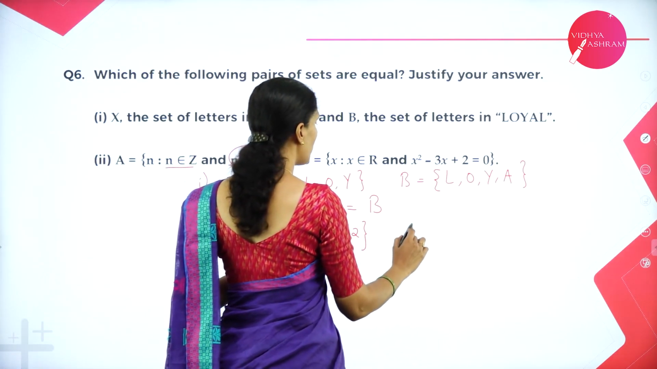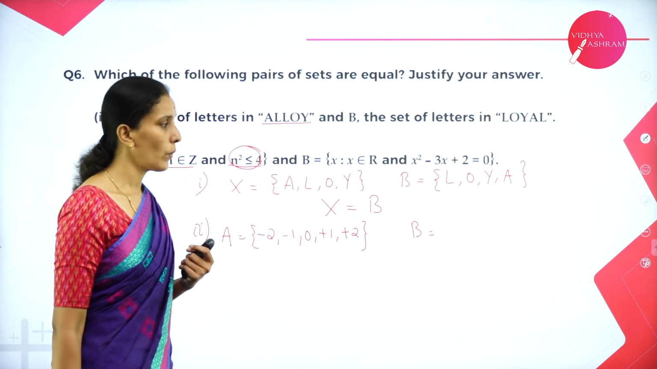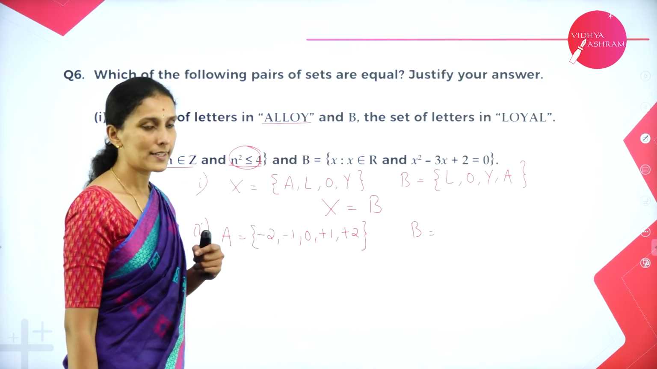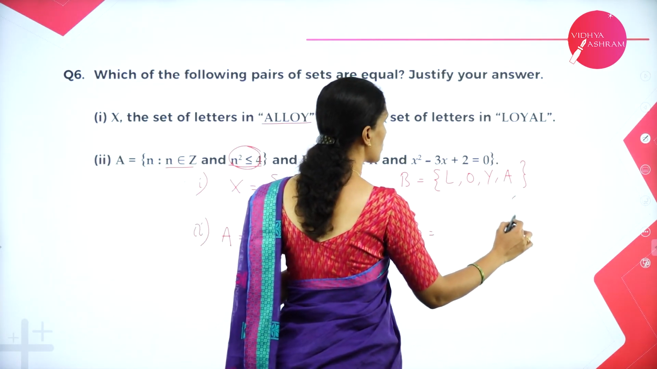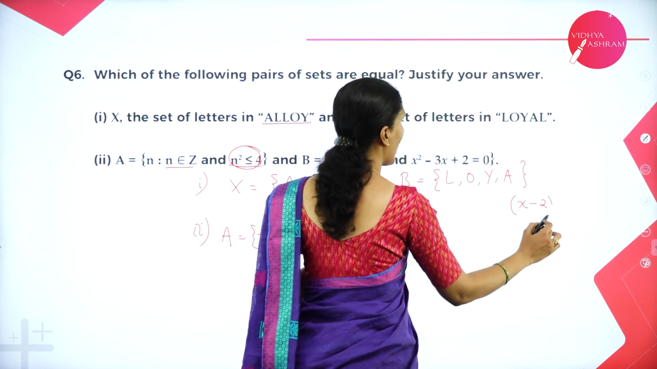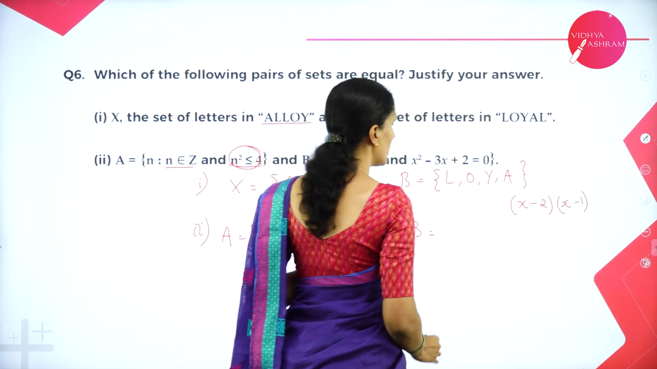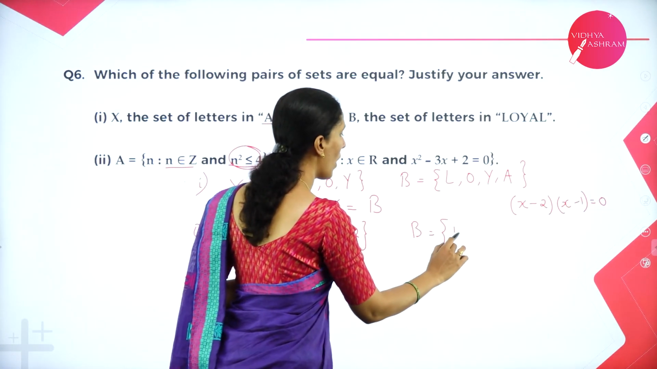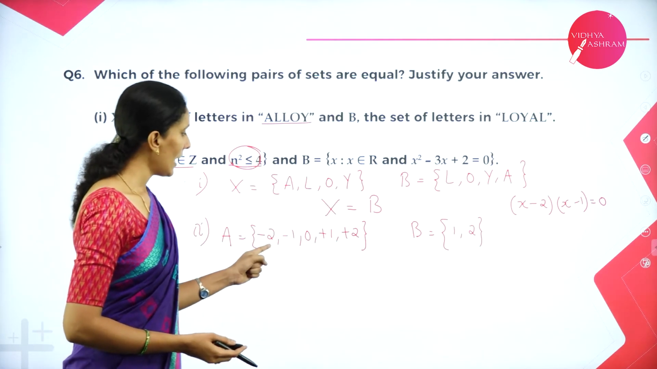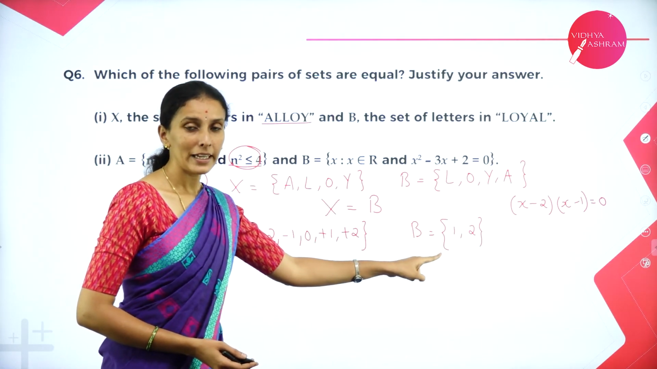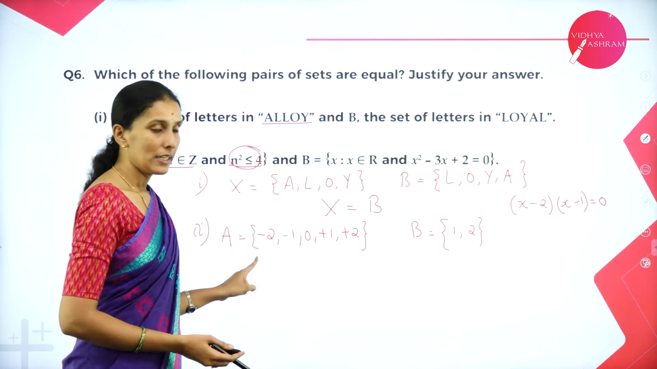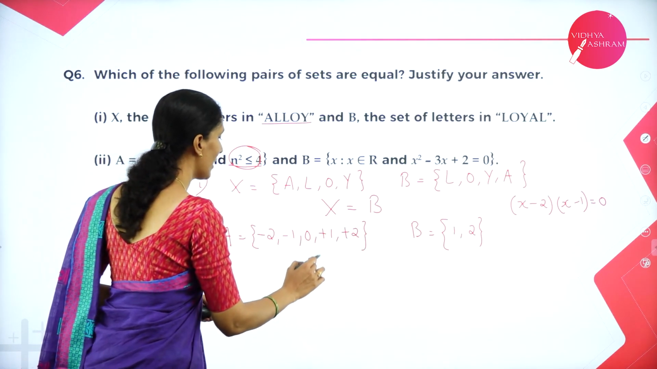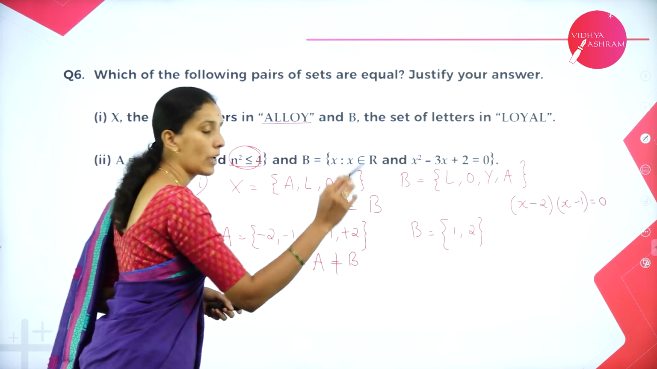And about set B here, I have to solve the equation x square minus 3x plus 2 is equal to 0. When you solve this equation, you will get two roots. One root is x minus 2, another root is x minus 1. So if you equate them to 0, then the elements are 1 and 2. You can see here, A contains the elements of B, but B is not having all the elements in A. So you don't have minus 2, minus 1, 0 in B. So therefore, A is not equal to B.